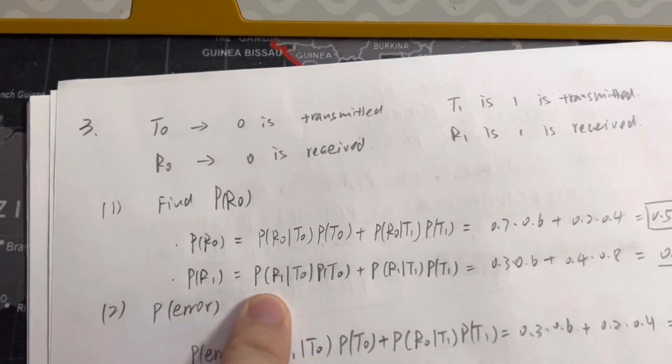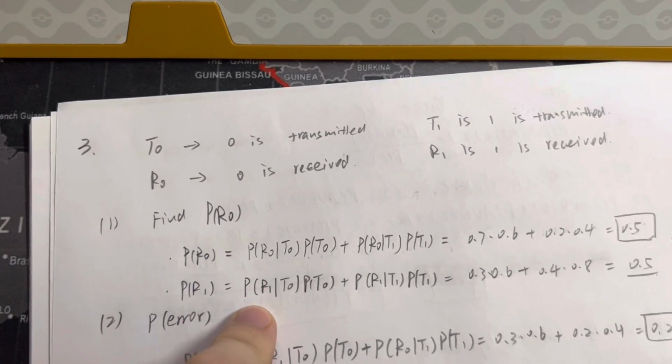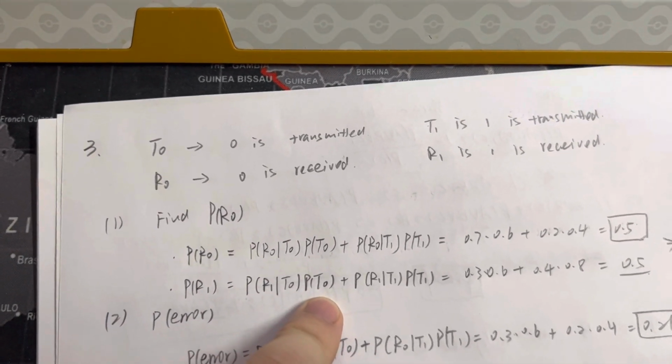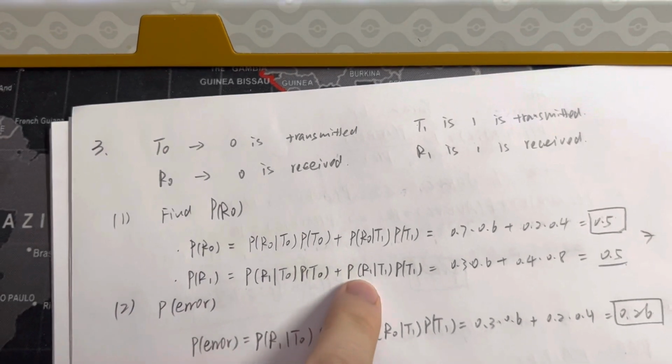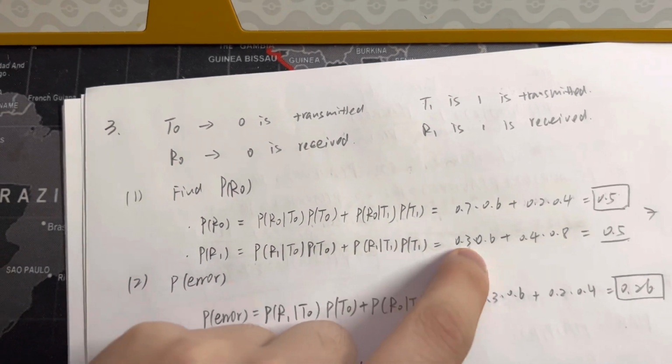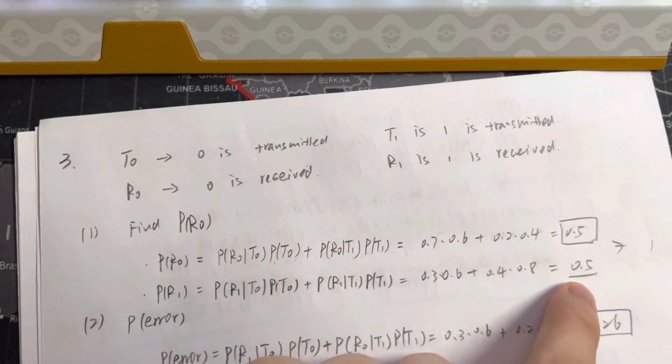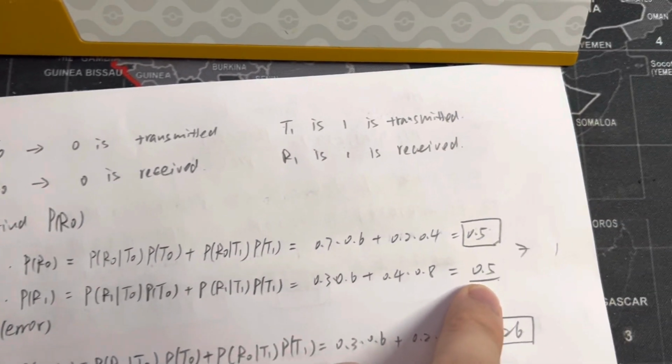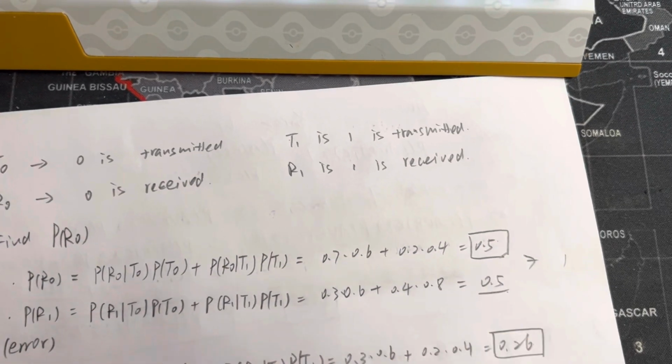In our solution, right here, 1 is received with 0 transmitted times 0's probability, and 1 received with 1 transmitted times 1's probability, is this way. So it's 0.5 in total. So the total probability is 1, so it's checked.